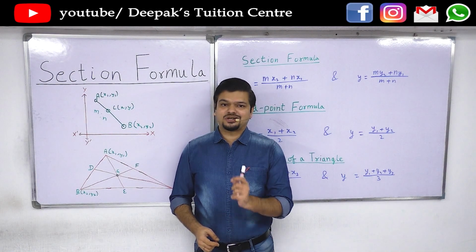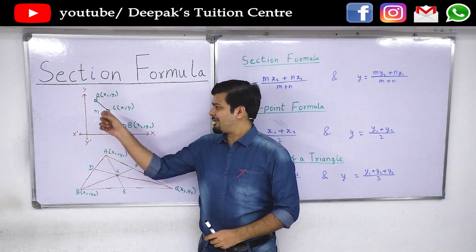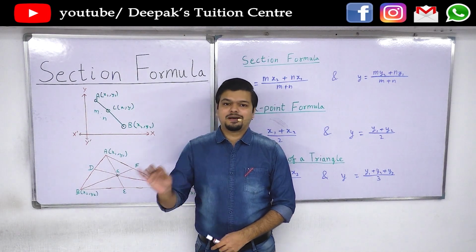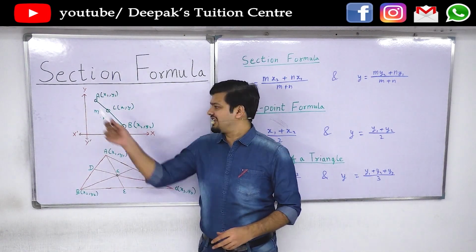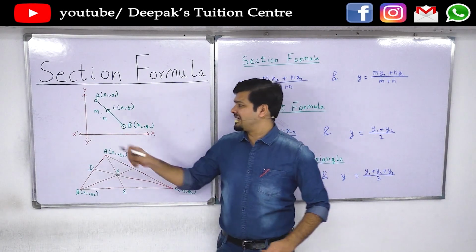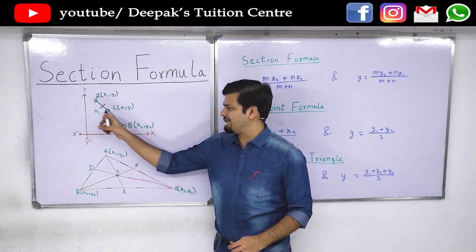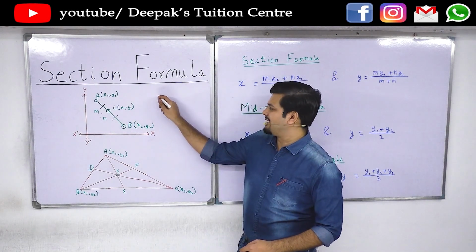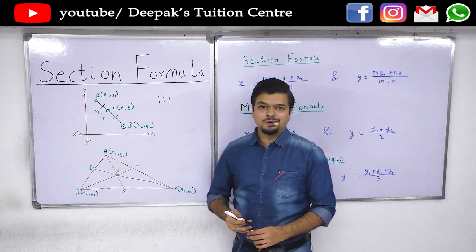Here, the ratio is not 1 is to 1. That is, the point C may or may not be the midpoint. But what if the point C is the midpoint of the line segment AB? If it is the midpoint of line segment AB, that simply means AC equals CB. That simply means the ratio will be 1 is to 1.